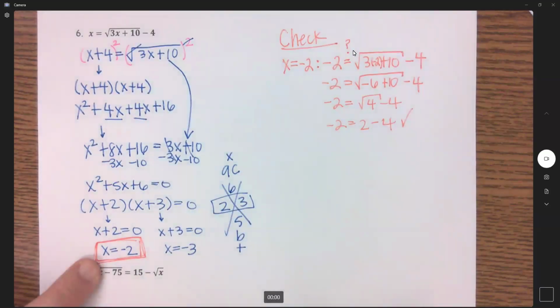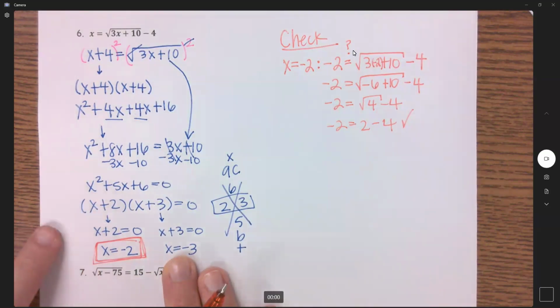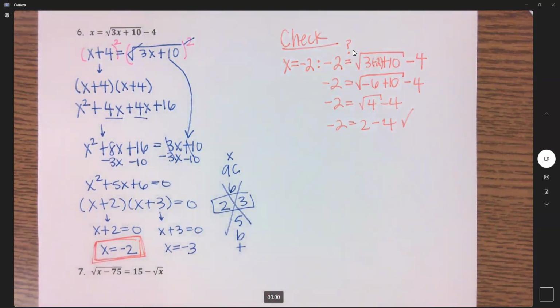So because this one works, can I just automatically say that this one doesn't work? No. These could both be my solutions. When I have two possible solutions, I could only have one, or I could plug them both in and they're both extraneous and have no solutions. So you always need to check everything because it could be none, one, or even two.